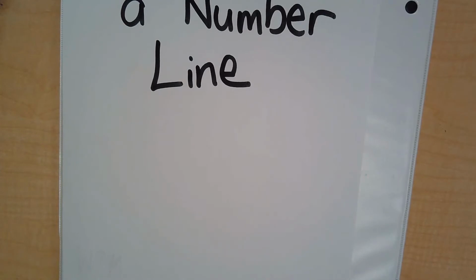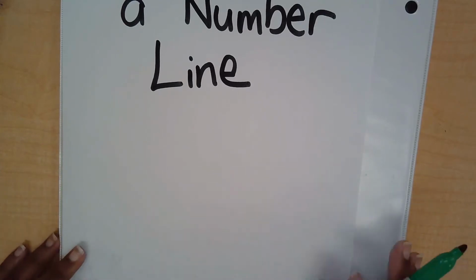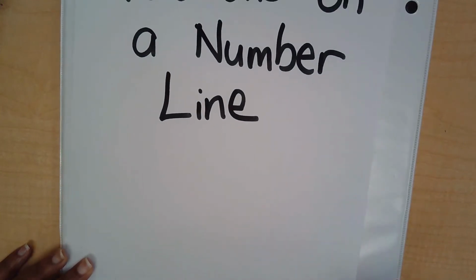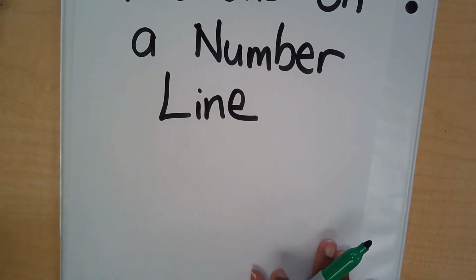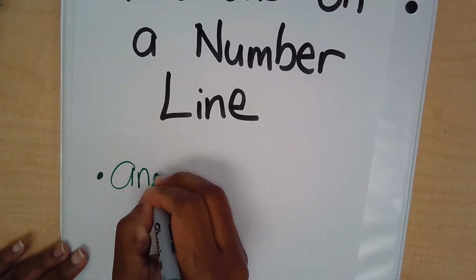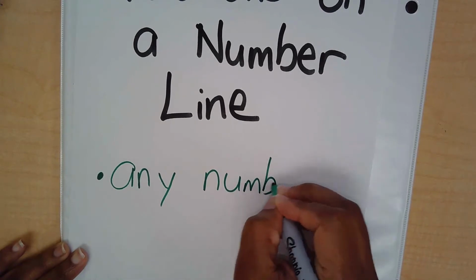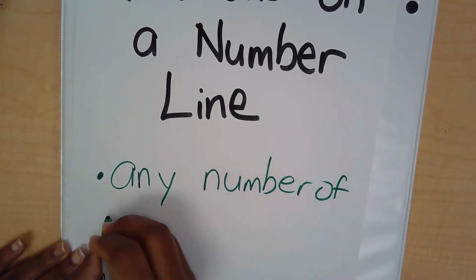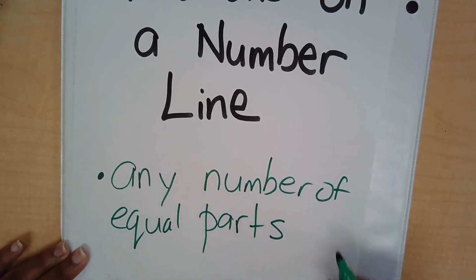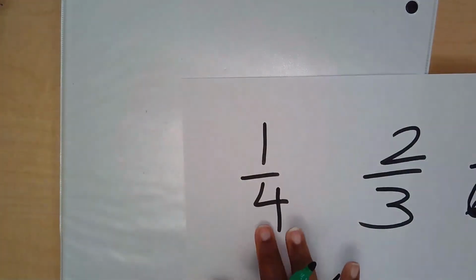One thing about fractions on a number line is that you can have a fraction on a number line and it can be divided into any number of equal parts. So I'm going to write that. Any number of equal parts. Now, what does that mean? As I said, we are going to go through each of these fractions and see how they can be represented on a number line.